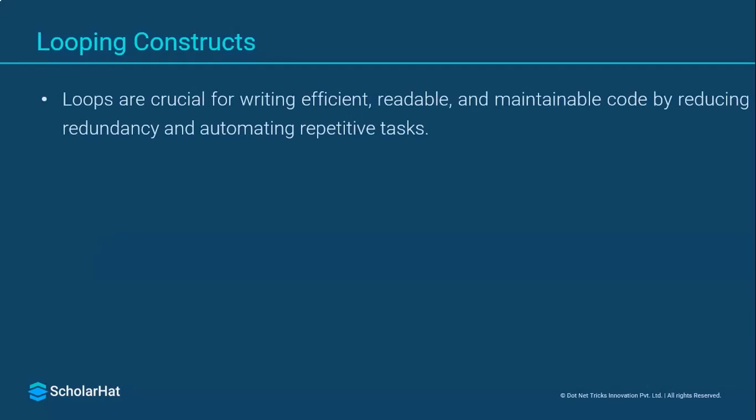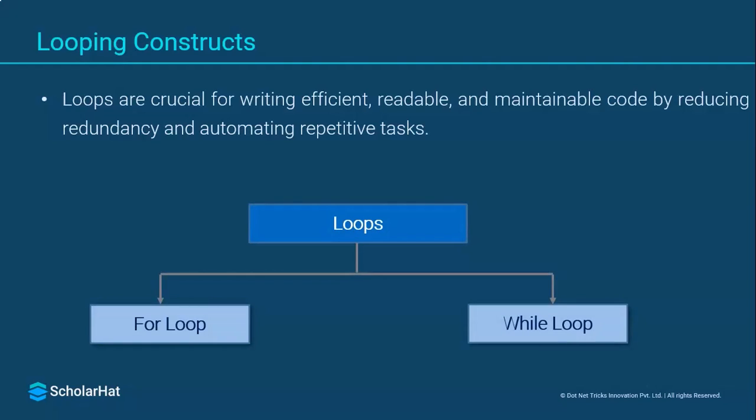In Python, loops are used to execute a block of code multiple times depending on the condition. They are crucial for writing efficient, readable and maintainable code by reducing redundancy and automating repetitive tasks. Python provides two types of loops: the for loop, which iterates over a sequence like a list, tuple, string or range, and the while loop, which repeats the code as long as the condition is true.